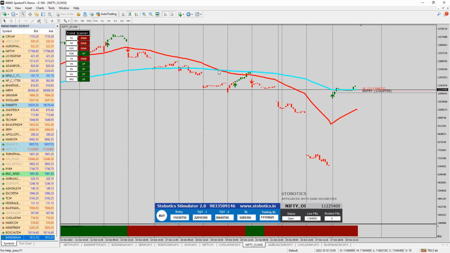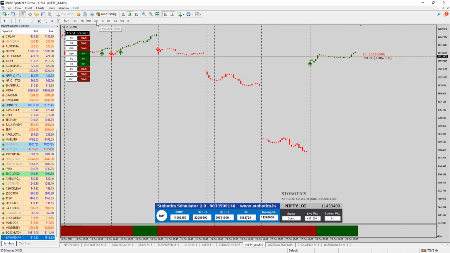There is no use of this 250 over here, so you can delete this. This is just for checking whether put selling or call selling is going on in Nifty. And you can check this in 30 minutes or 15 minutes.